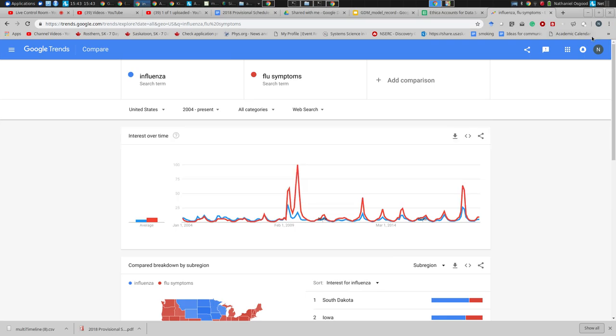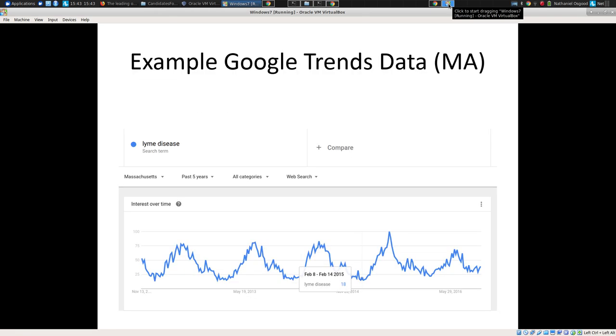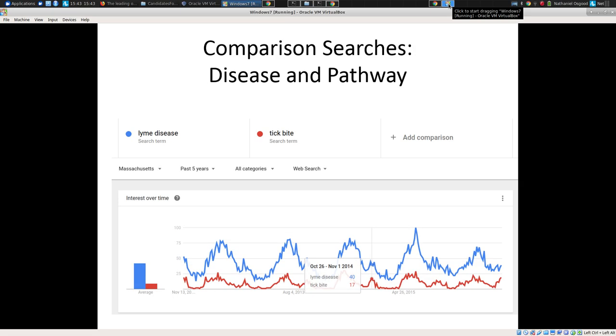Just before I do that, I would like to note that whilst I chose influenza, that's not a privileged or unusual example. This is for Lyme disease. This is in Massachusetts in particular. And you'll notice its strongly seasonal character, right? Once again, you find the biggest number in the graph is always 100. So you have to be aware of that. Tick bite and Lyme disease. You'll notice this sort of reflective pattern, right?